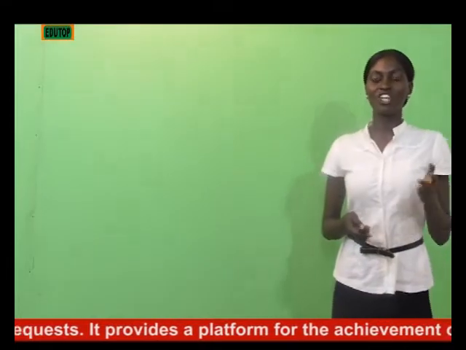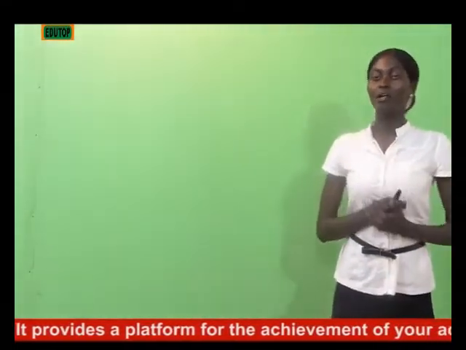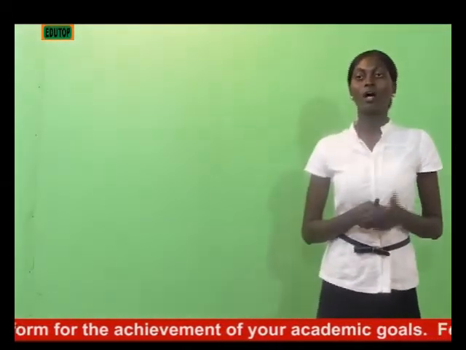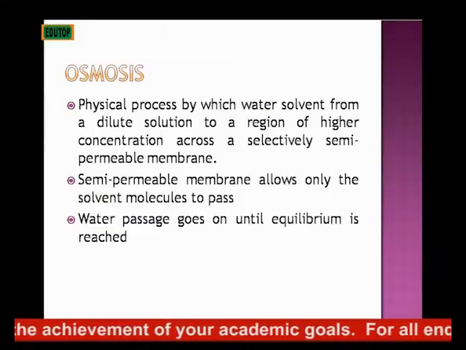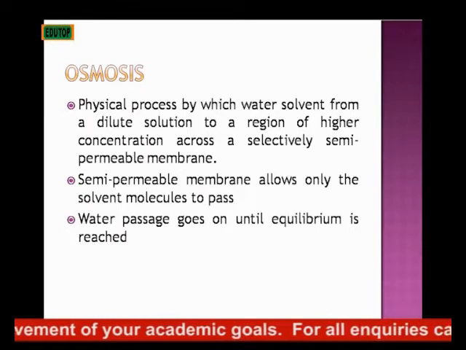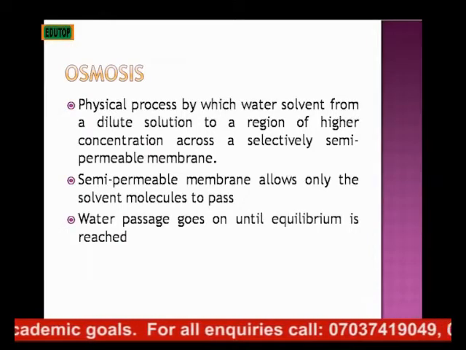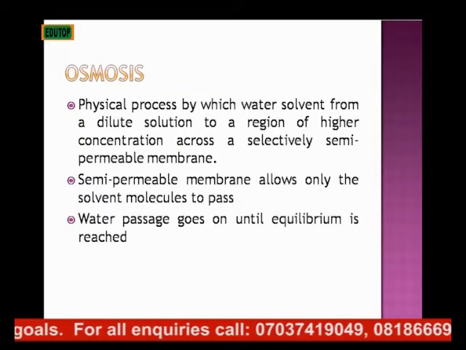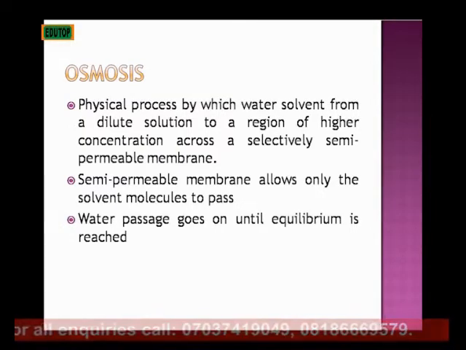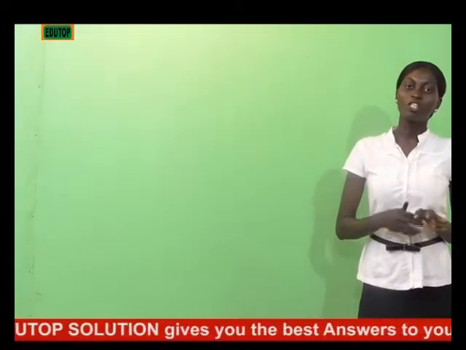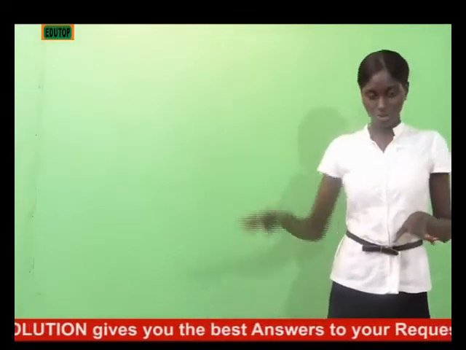The second exchange process that occurs around a cell is osmosis. We have talked about diffusion. Moving on to osmosis. Osmosis is the physical process by which water solvents move from a dilute solution to a region of higher concentration across a semi-permeable membrane.